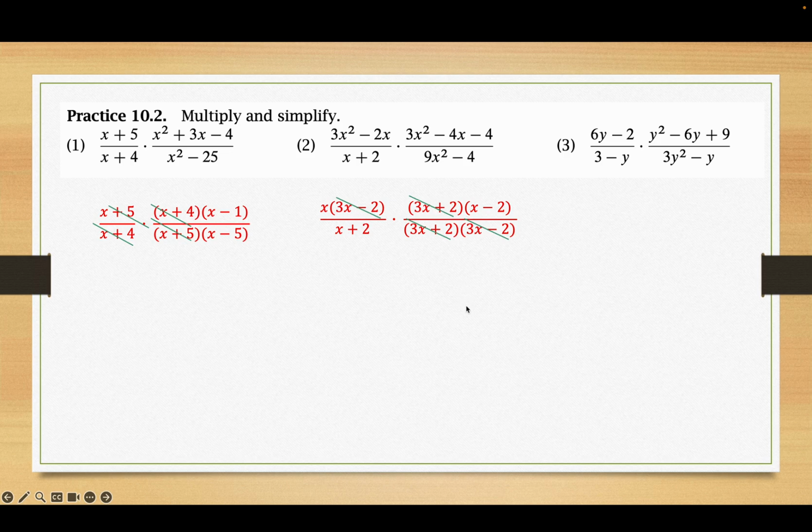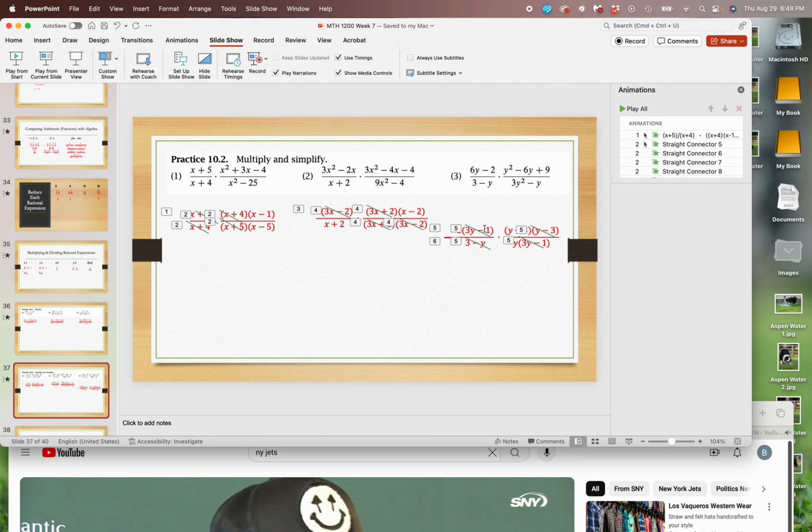Okay, now number 3, we're going to factor and cancel. So we factor and we get 2 times 3y minus 1 over 3 minus y. Then we get y minus 3. Oh, I factored this wrong. Let me correct this here.